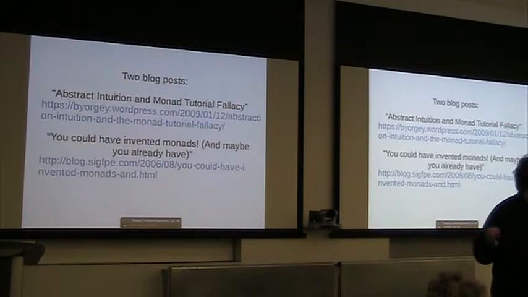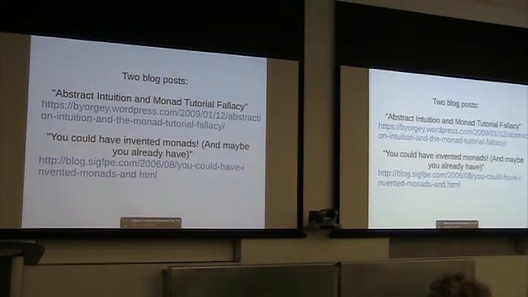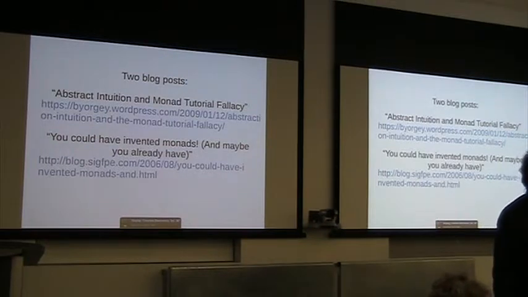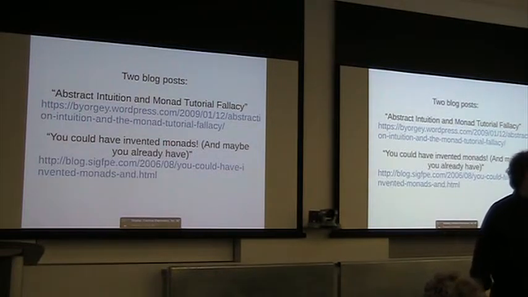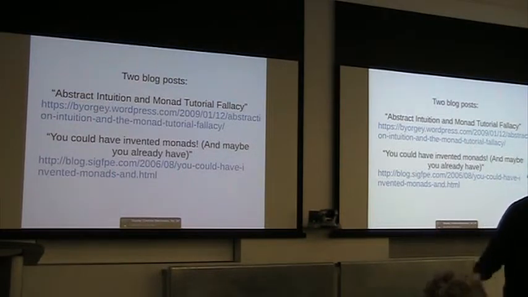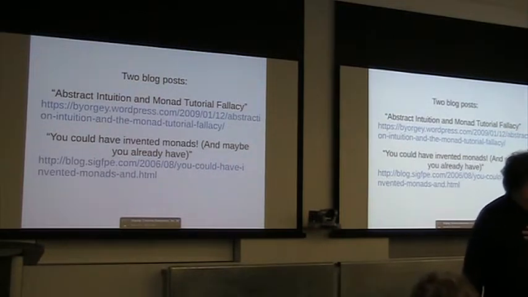There are two blog posts on Monads that have really informed this. I don't think either of them is really a good introduction by itself. Abstract intuition in the Monad tutorial fallacy is all about the bad ways of how not to write Monad tutorials. And "You could have invented Monads, and maybe you already have" is very much the genesis for this, but I think he picked the wrong first example. So I'm sort of redoing his introduction, except with what I think is a better example.